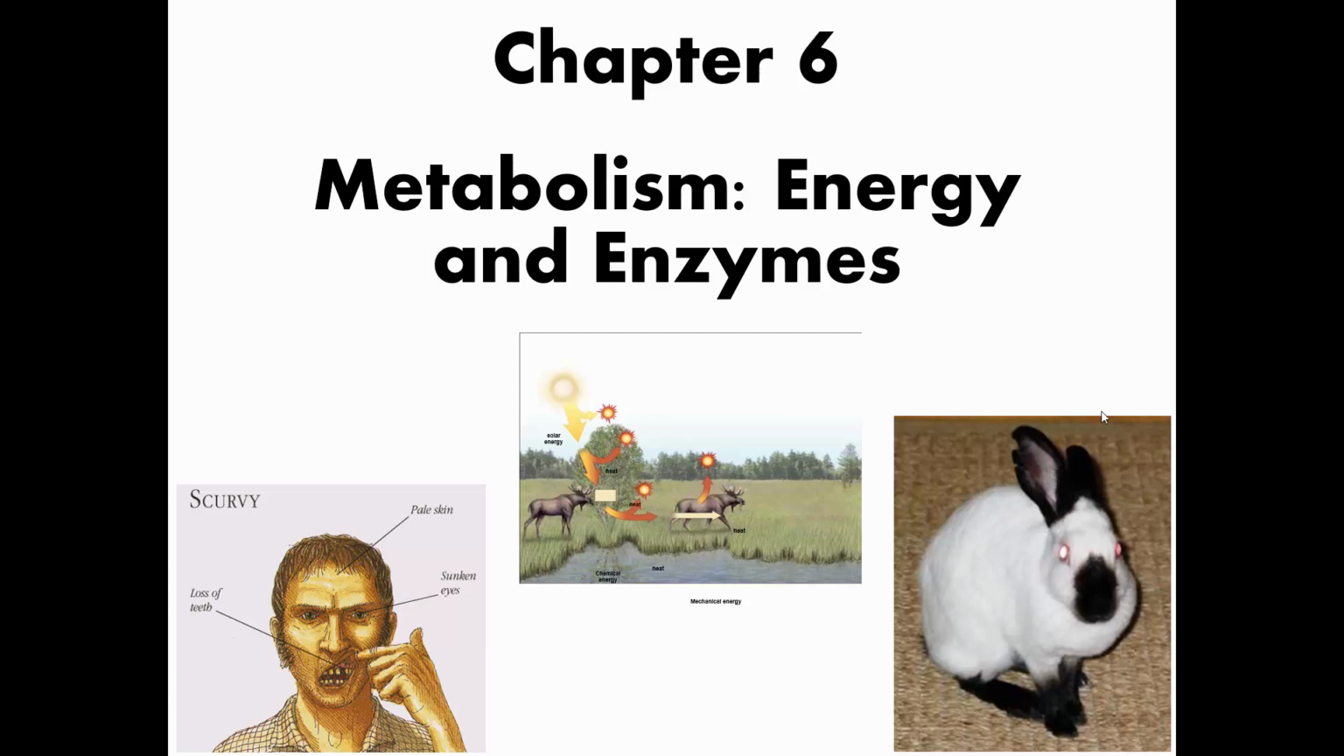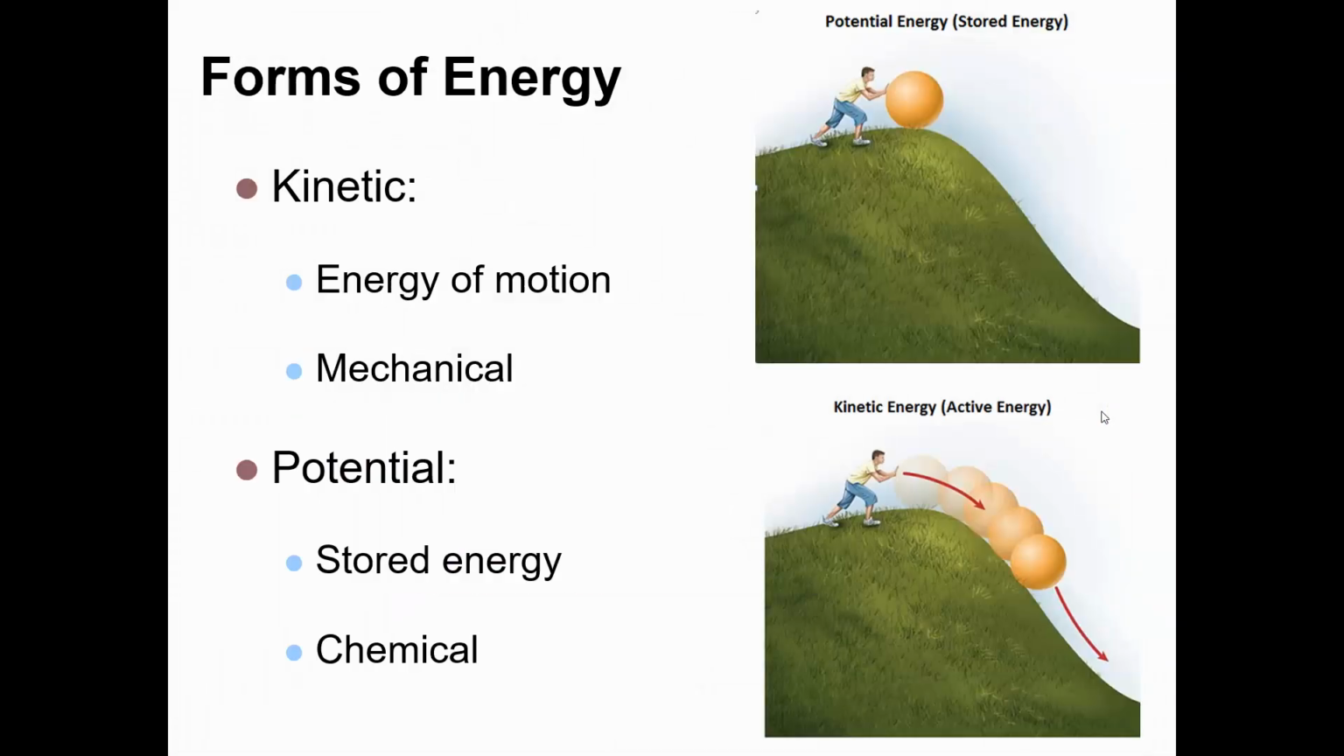In Chapter 6, we get to talk about two key aspects of metabolism, energy and enzymes. We begin with energy. So we're aware of the fact that there are two forms of energy. Kinetic energy, which is the energy of motion, a form of mechanical energy, and we see kinetic energy displayed on our slide here in the bottom picture as this ball rolls down the hill.